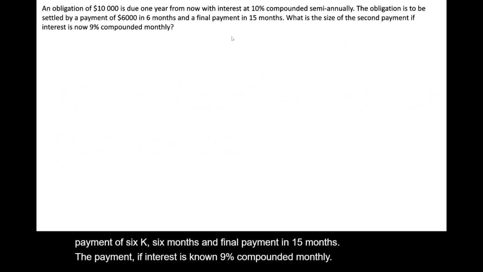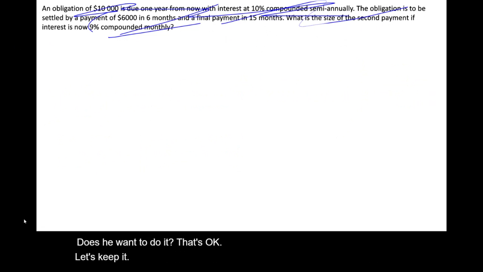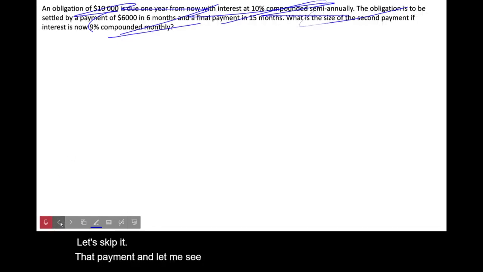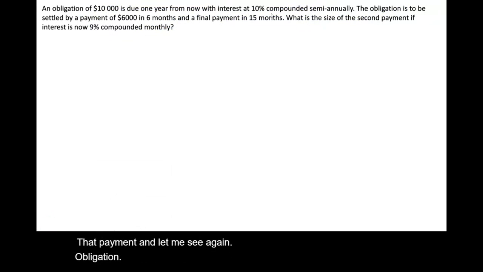Guys, do you want to do it? That's okay. Let's skip it. Debt payment, let me see again. Obligation, 1 year with interest. Okay, let's do it. 2 minutes. Go ahead.